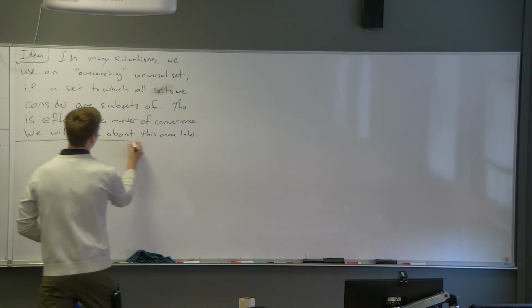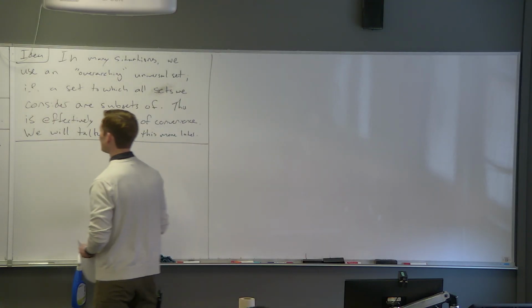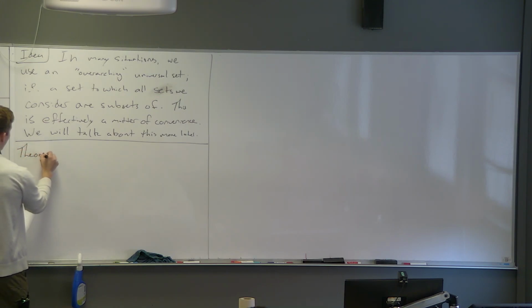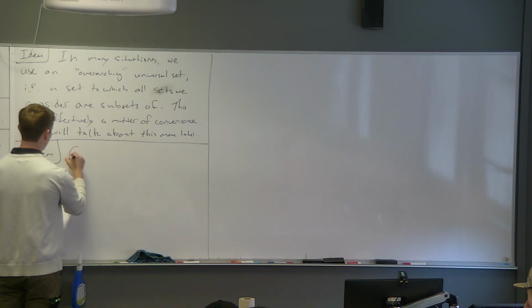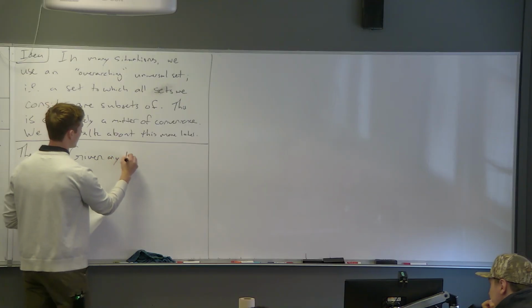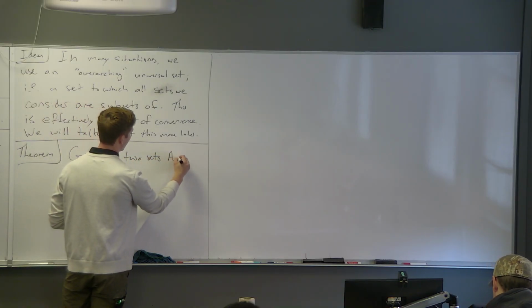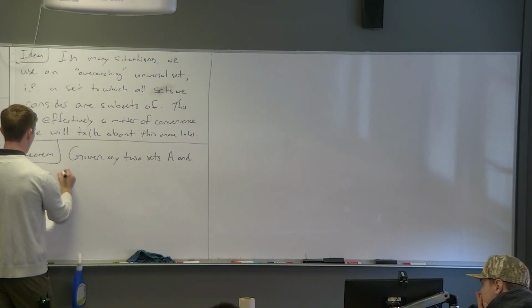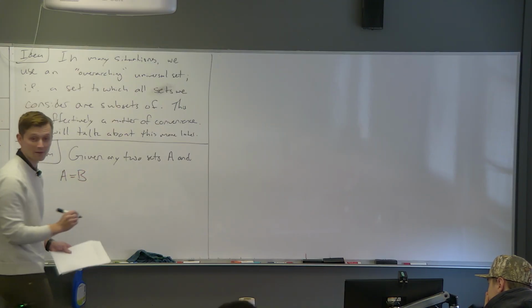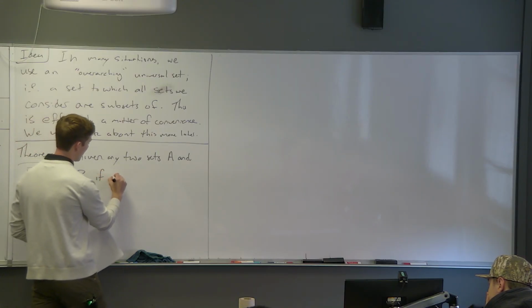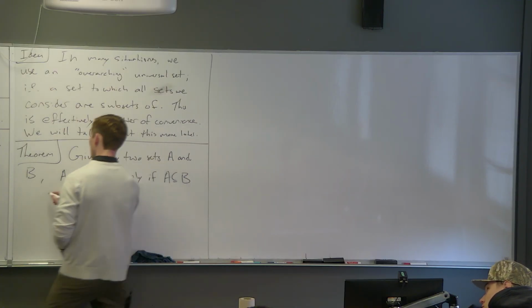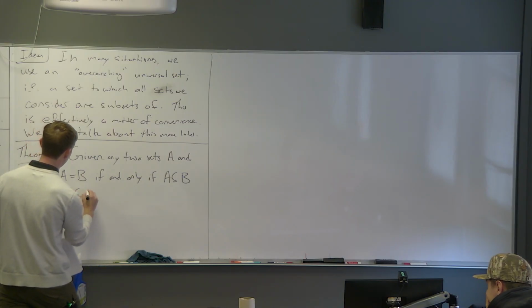Okay, fun. Now, equality of sets is an easy one. It is something relatively straightforward, and we will prove a quick theorem. Given any two sets, A and B, A equals B, that is, they have exactly the same elements, if and only if A is contained in B and B is contained in A.